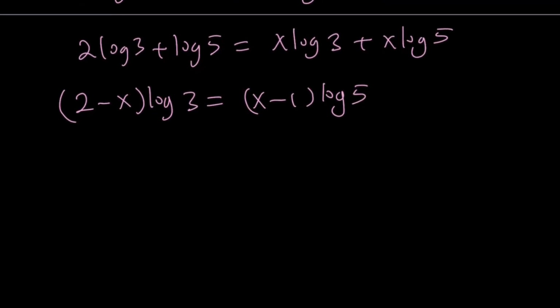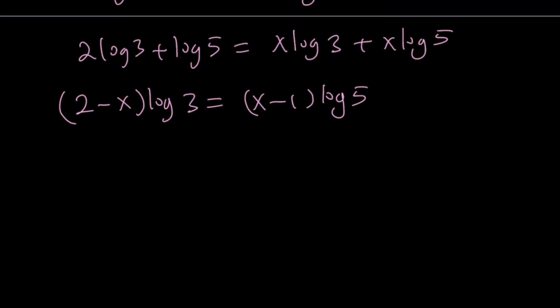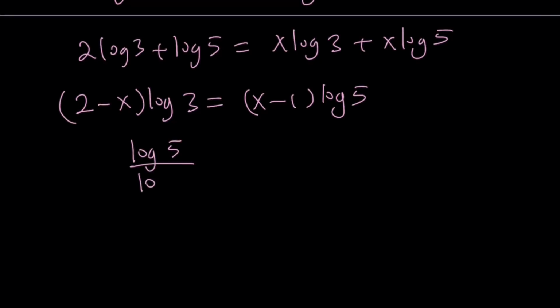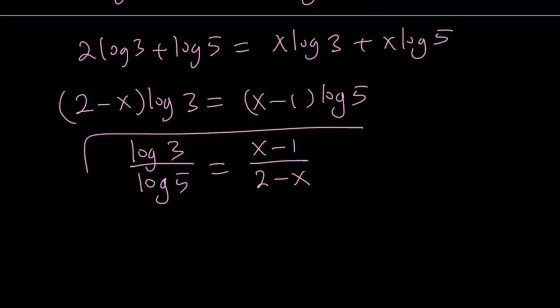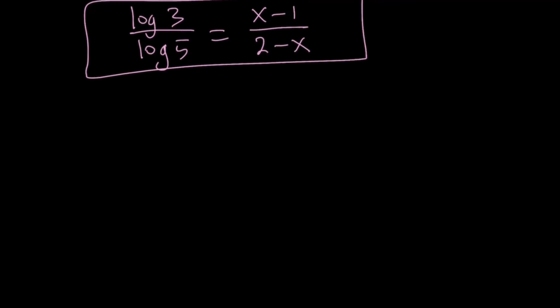And then since I'm trying to get the log 3 over log 5, let's divide by log 5. And oops, I was supposed to write log 3 here. Let's divide by log 5 and divide by 2 minus x. So we get the ratio in terms of x. Great. So that's one thing that I want to keep because I'll be doing it for the other number as well. But it's going to be very similar.